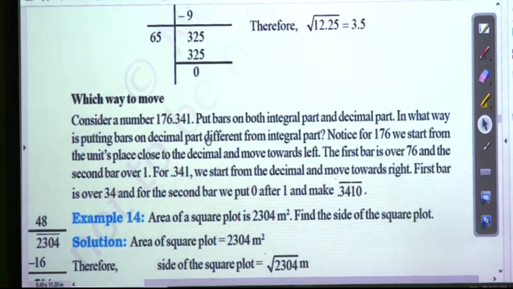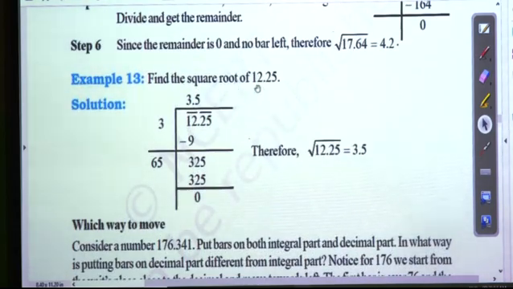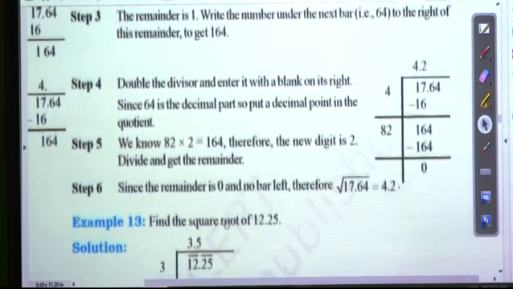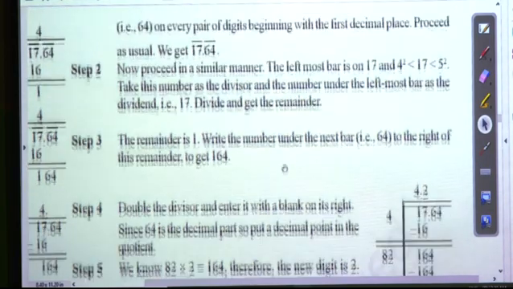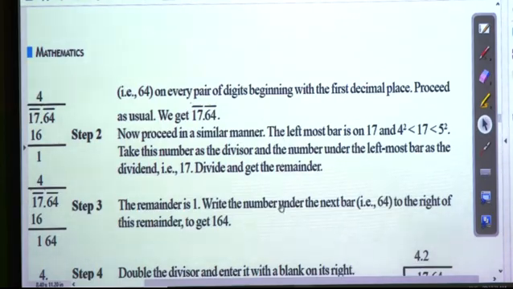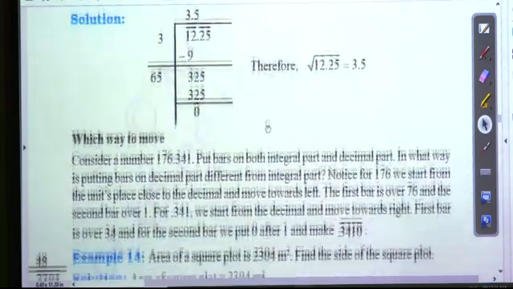In the previous example, whatever was explained to us for the decimal value, here you can see the groups we were able to make properly. 12.25: one group here, and one bar on these two, and one bar on the integral part. Similarly, for 17.64, one bar on the integral part and the next bar on the decimal part. We were able to proceed properly.